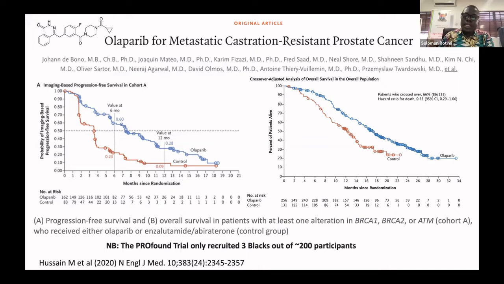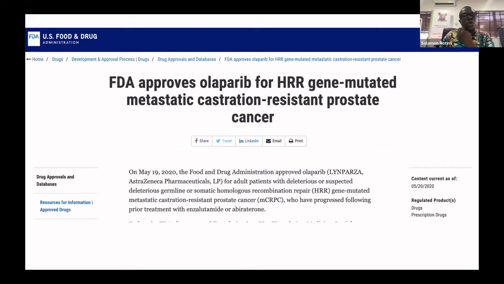The interesting thing, however, is that if you look at the patient population, they included 200 participants in that study, and out of the 200 participants, only 3 were of Black ancestry. And that is again throwing a challenge to us in Africa: why can't we replicate this type of study in Africa and see how our patients respond? And so, of course, based on that, the FDA approved olaparib for castration-resistant prostate cancer.